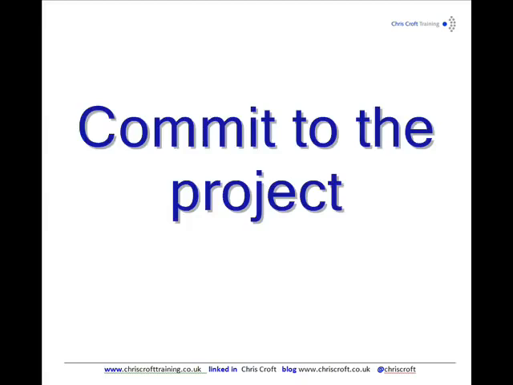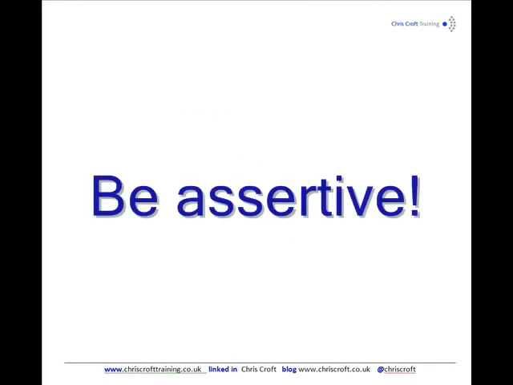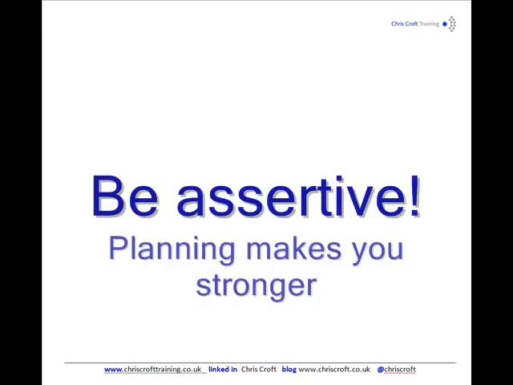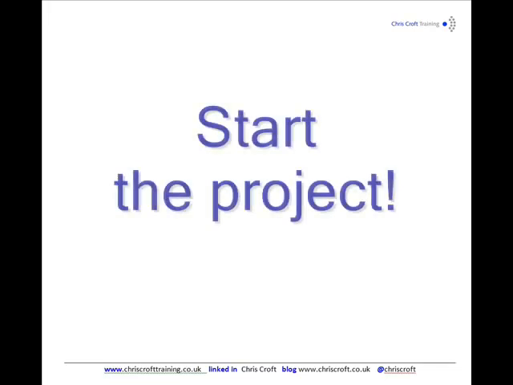You need to do all of this before you commit to a project. So there is a little loop back to step 1, and you may find yourself going back to the people who want the project saying, I can't do it and this is why. Very important to be assertive, but the good news is planning makes you stronger. So if you've got a Gantt chart, you can use it as an arguing tool which everyone can understand. Once the project's been agreed by you and the people who want it, you then start the project.